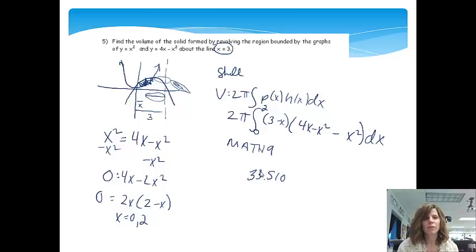So hopefully now you can find the area or the volume of a region using the shell method.